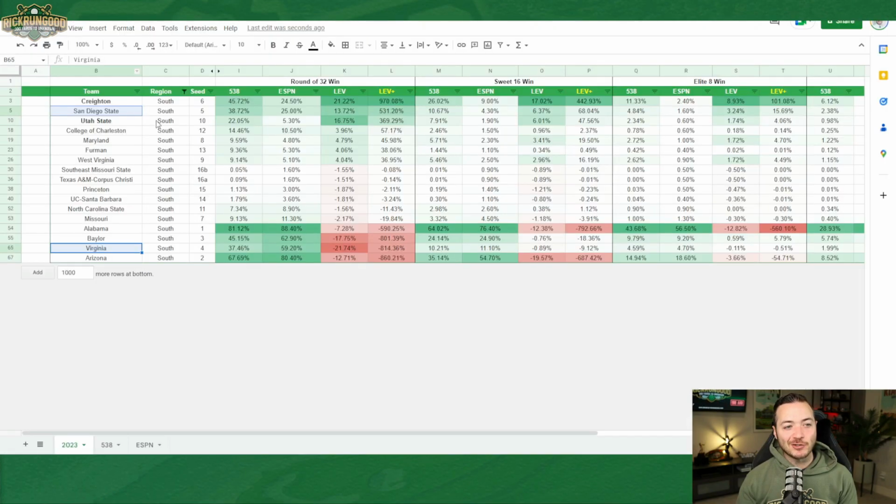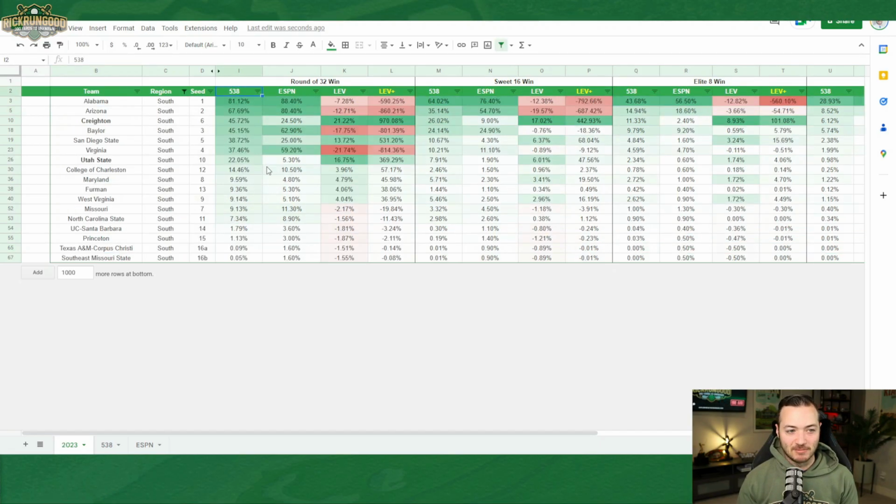Utah State or Arizona, I'm assuming. See, this is actually kind of a tough one here because Utah State is the super high leverage team. In fact, one of the highest leverage teams here where no one is choosing them to go through, but they are only 22% likely to go through. Arizona is sporting a 67% likelihood.